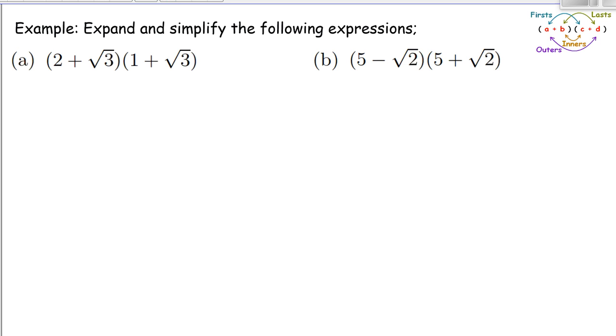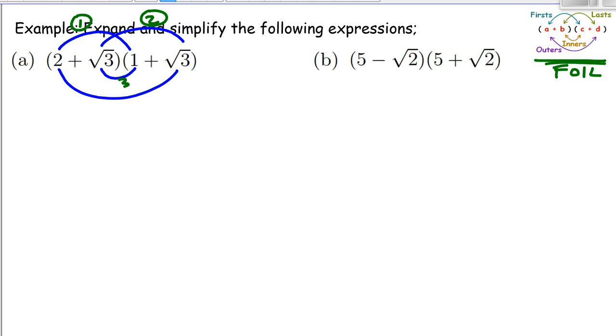Now, to expand the following, I'm going to use this method called FOIL. If you remember, first, outers, inners, and last. I'll show you how to go about that in this example. So in A, we start by foiling. We'll multiply this term by that term, this term and that term, this one and this one, and this one and that. This will be my first step, second step, third step, and fourth step.